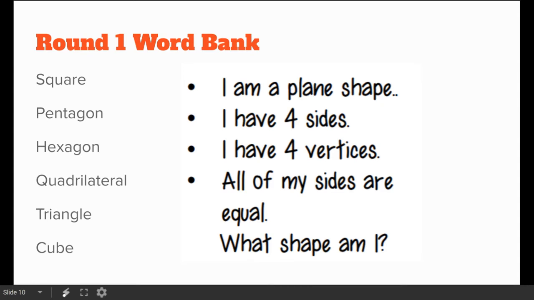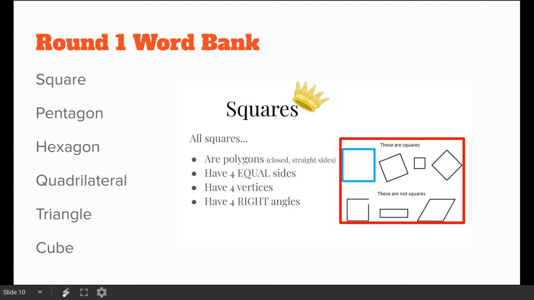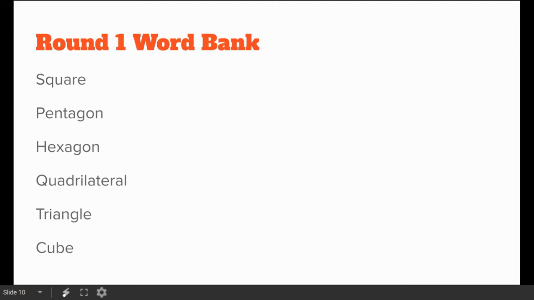I am a plane shape. I have 4 sides. I have 4 vertices. All of my sides are equal. What shape am I? All right, go ahead and call out your answer. Yes, if you guess square, you are correct. Let's try another riddle.